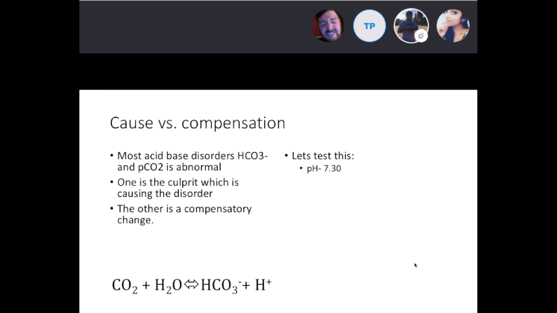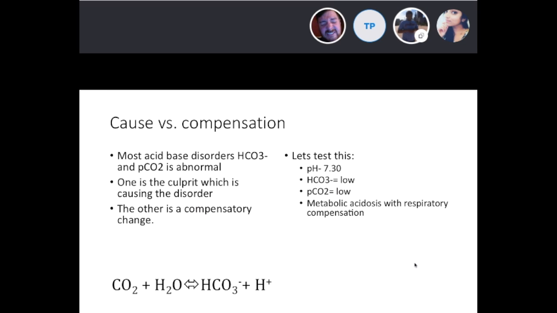If your pH is 7.3, is it an acidosis or alkalosis? Acidosis. And I'm going to tell you that the bicarb is low and PCO2 is low. Now, in this case, I'm going to tell you that it's a metabolic acidosis with a respiratory compensation. Does anybody want to guess why, or explain why that could be?